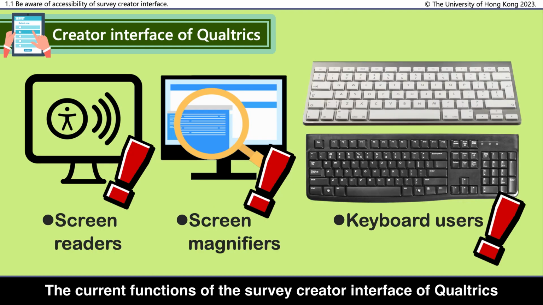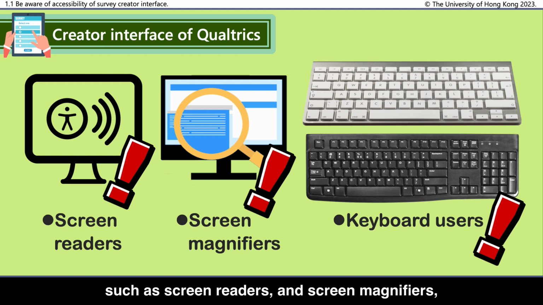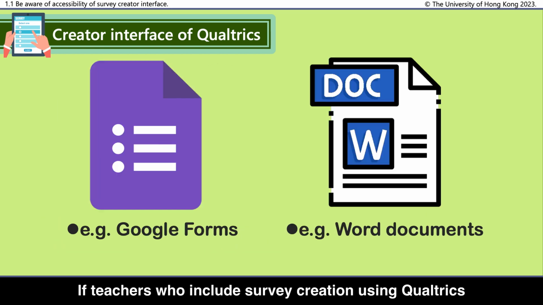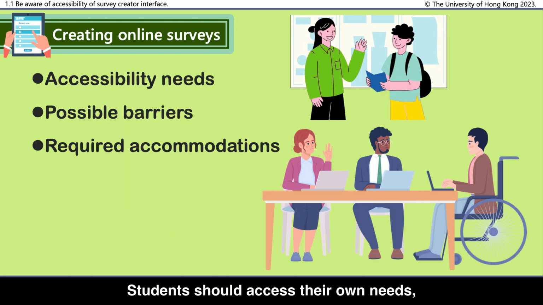The current functions of the Survey Creator interface of Qualtrics may not be accessible to users of assistive technologies such as screen readers and screen magnifiers, and keyboard-only users. If teachers will include survey creation using Qualtrics as part of the coursework and assessment, they could prepare alternative platforms, or modes of survey creation, or even alternative formats of the same coursework and assessment. Students should assess their own needs, and proactively discuss any access needs, possible barriers, and required accommodation with the course instructors.